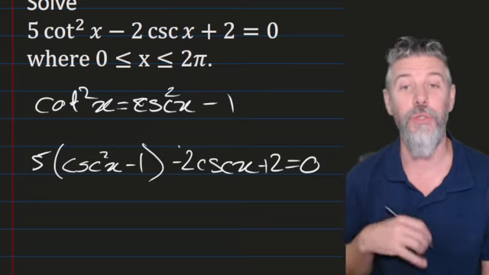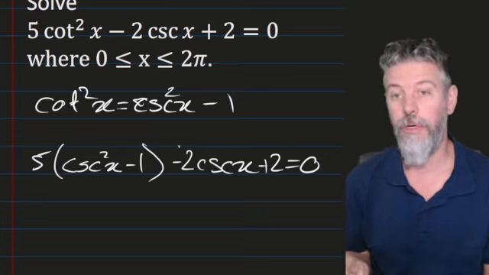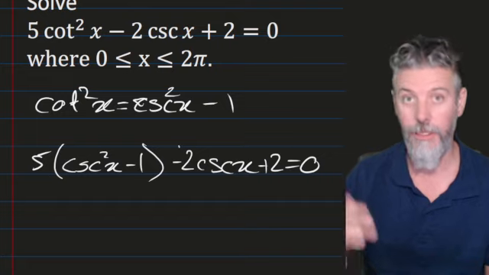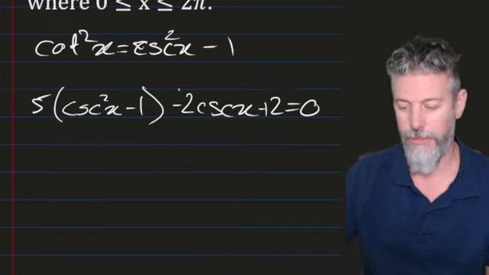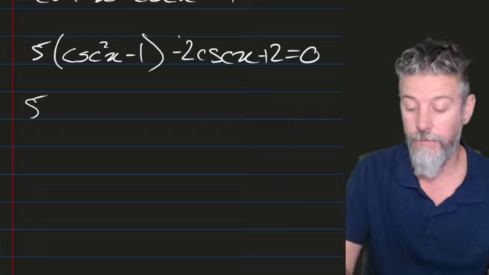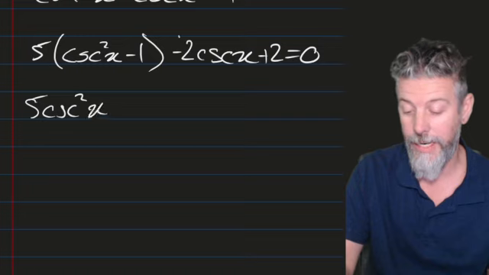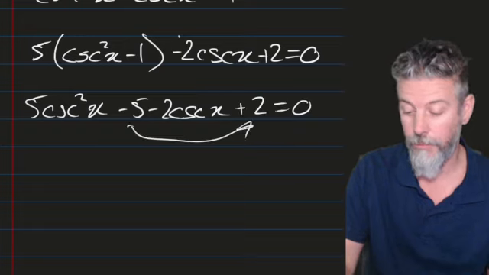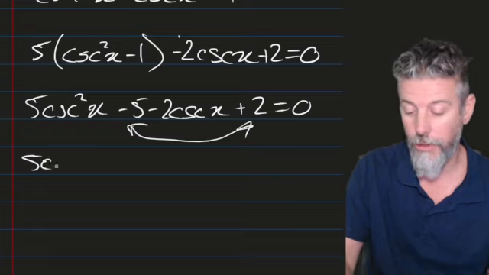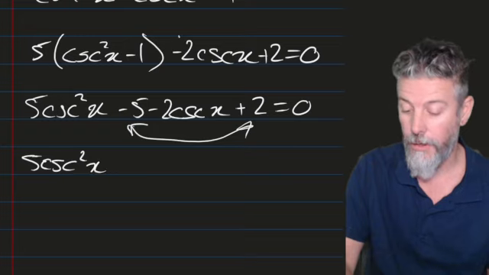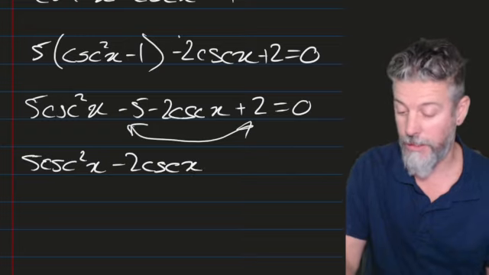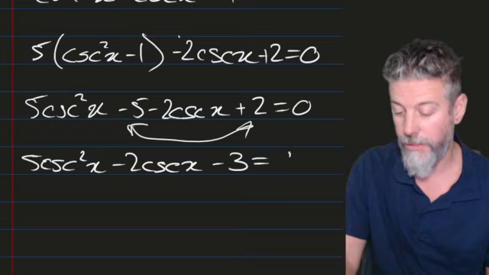And now I'm going into year 10 or even year 9 and year 8 algebra, and the rest of it is just algebra from stage 5. Okay, so we shouldn't be making mistakes in this bit. Well, I shouldn't say all of it is. We get to the end and it goes back into trig. All right, so then we have 5 cosec squared x minus 5 minus 2 cosec x plus 2 equals 0. These two are just terms that we can put together, and we get 5 cosec squared x minus 2 cosec x minus 5 plus 2 is minus 3 equals 0.